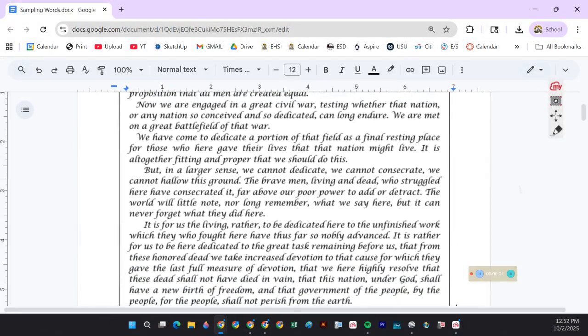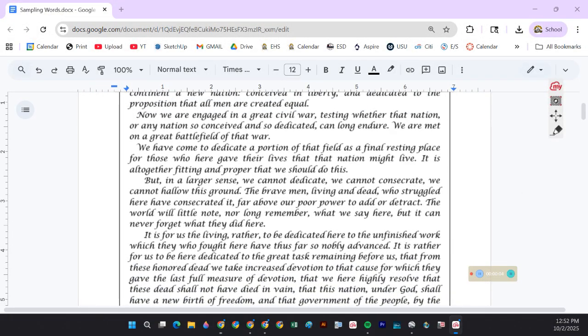All right, for this assignment, I want you to randomly pick a word. So I picked "unfinished," and then you're going to select the next 9 words after that. So 1, 2, 3, 4, 5, 6, 7, 8, 9. So you have 10 words in total.